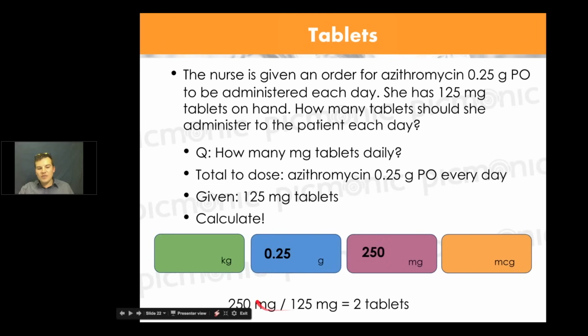So 250 milligrams is what I need to give, and I divide that by what I have on hand, which is 125 milligrams. Then that equals two, or two tablets. So I can give two tablets to that patient by mouth to equal the order of 0.25 grams.